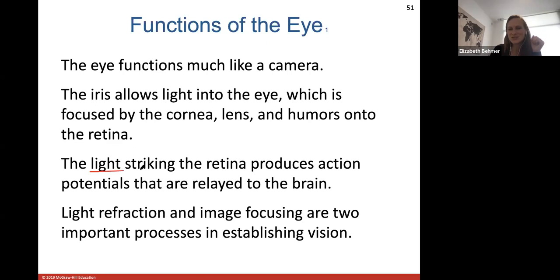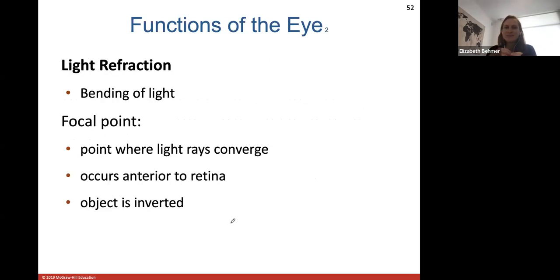When light strikes the retina, it produces action potentials that are then relayed to the brain. Light refraction, which is the bending of light, and image focusing are two important processes in how we establish vision. Light refraction is the bending of light onto a focal point, a point where all of your light rays converge. This will always occur anterior to your retina, right in front of it, so that the object is always inverted or upside down. So images that come into the eye are always inverted.